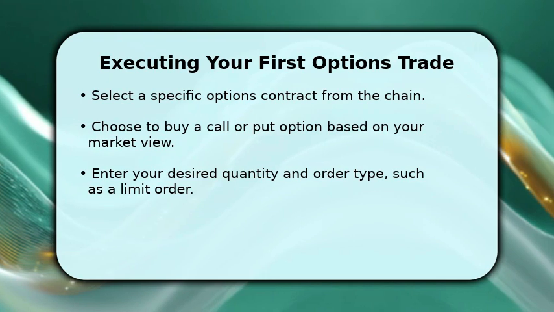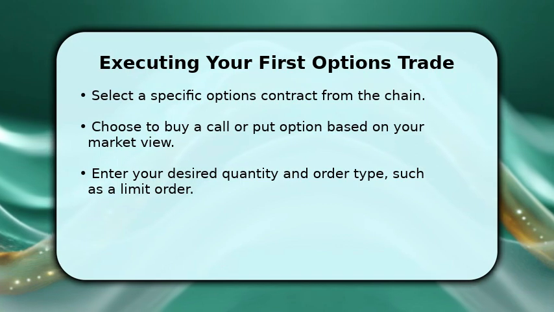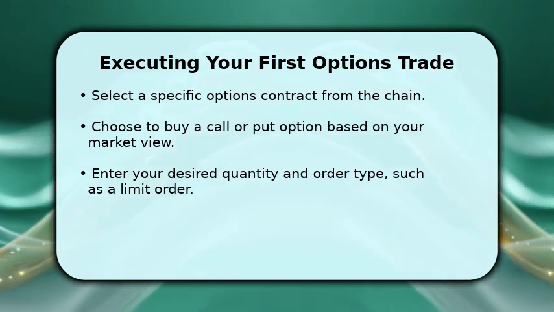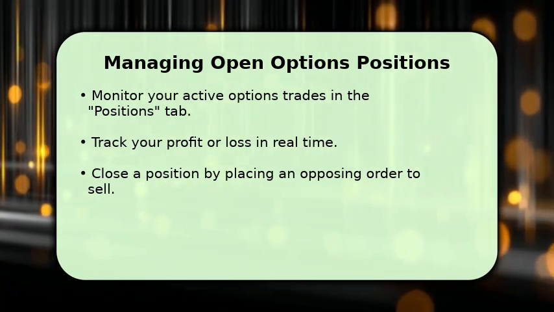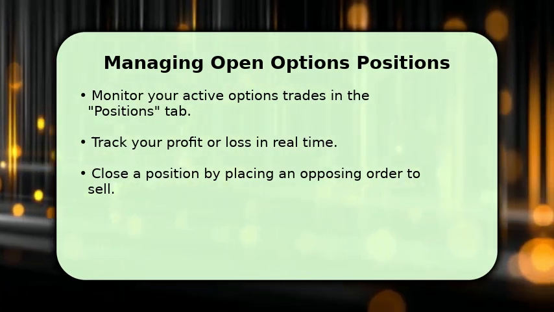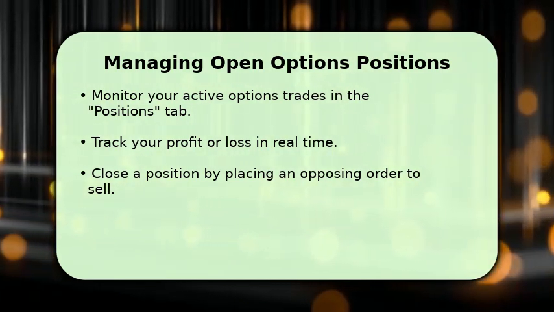Then specify the number of contracts you wish to trade and choose an order type, like a limit order, to control your entry price. Once your order is filled, you can monitor your open positions in the Positions tab. Here, you will see your current profit or loss, allowing you to track performance.